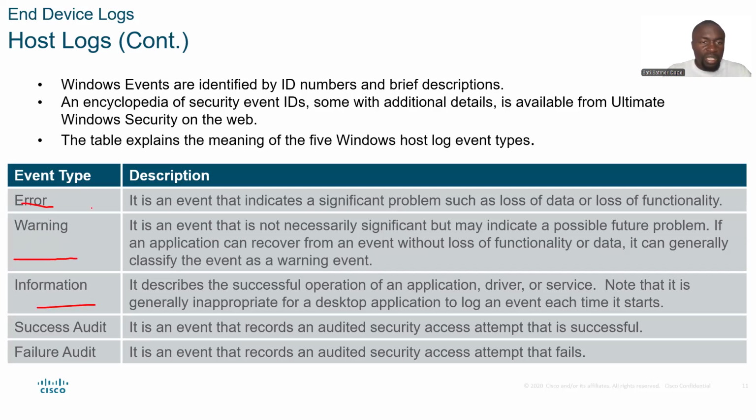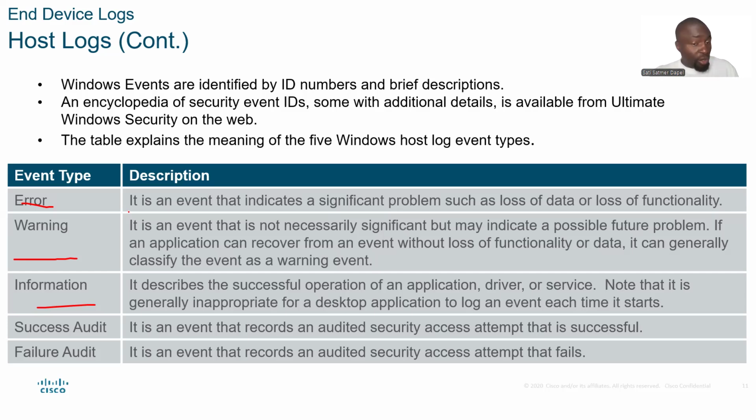So what does it mean if you see an error? It is an event that indicates a significant problem, such as loss of data or loss of functionality. When you see a warning, it is an event that is not necessarily significant, but may indicate a possible problem, if an application can recover from an event without loss of functionality or data. When you see information, it just describes the successful operation of an application, a driver, or a service, and things like that.